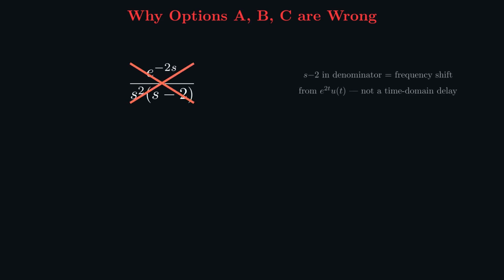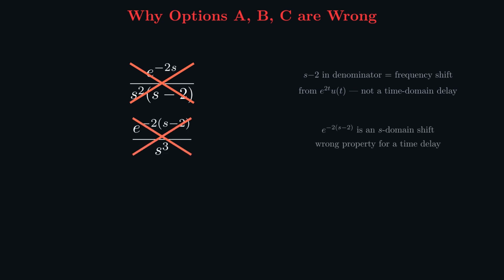Now let us eliminate the wrong options. Option A has e to the minus 2s over s squared times s minus 2. The s minus 2 in the denominator signals a frequency shift that comes from e to the 2t times u of t, not from u of t minus 2. Confusing a time shift with a frequency shift is the classic trap here.